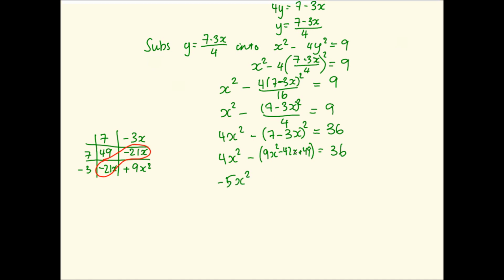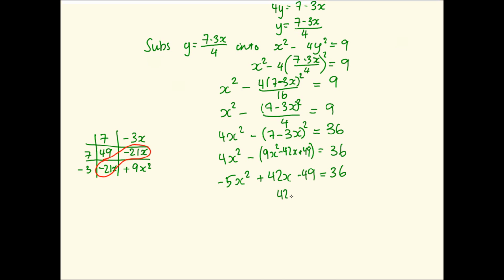We're subtracting a negative 42x, which is going to give us a positive 42x, and we're subtracting a positive 49, which is going to give us a negative 49. I want all of this to equal 0 so that I can solve it. I'd rather not have to deal with trying to factorise or solve with a negative x squared, so I'm going to add it all across.